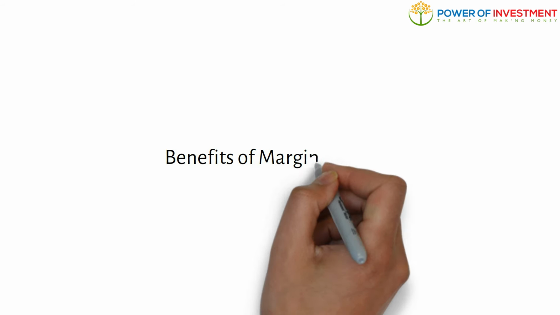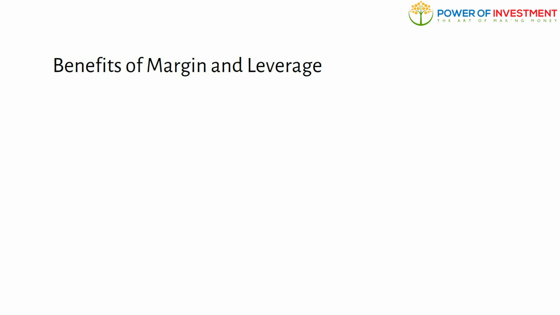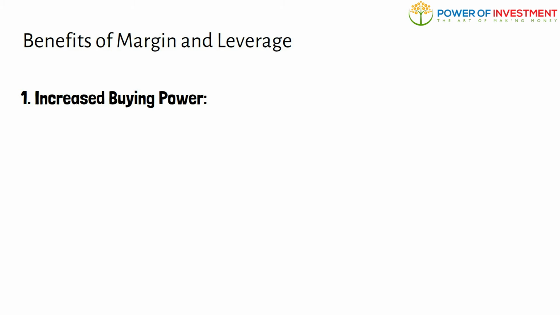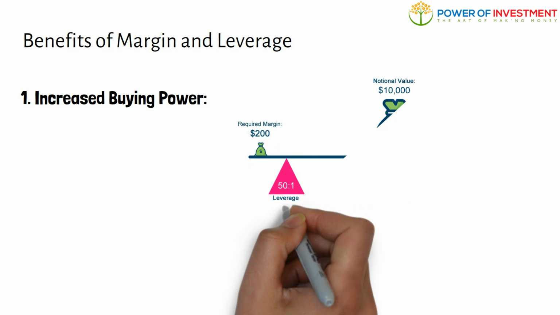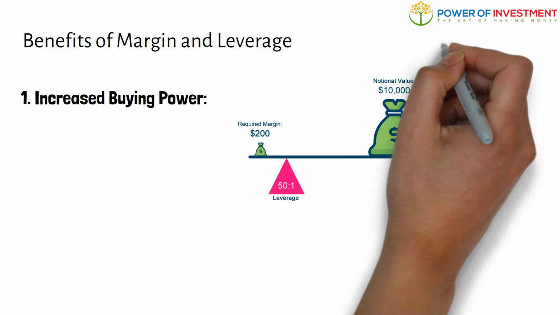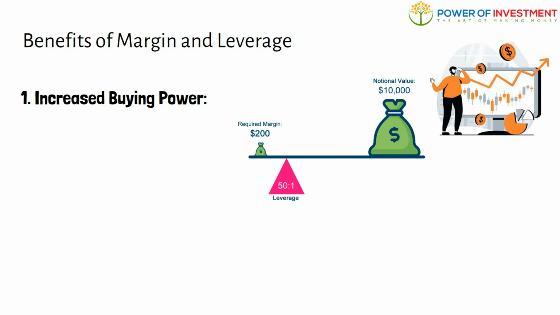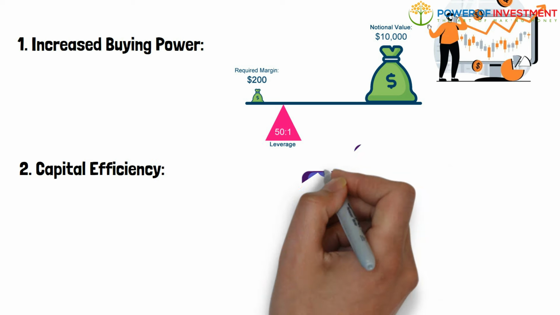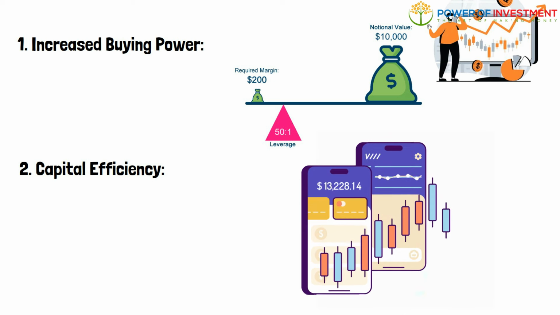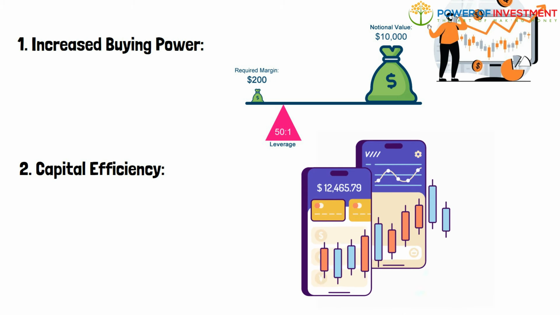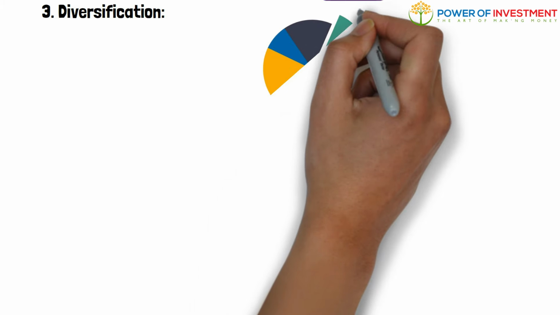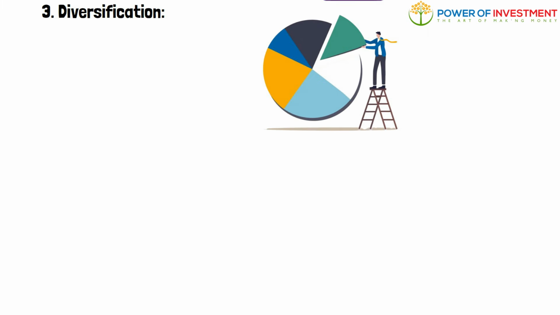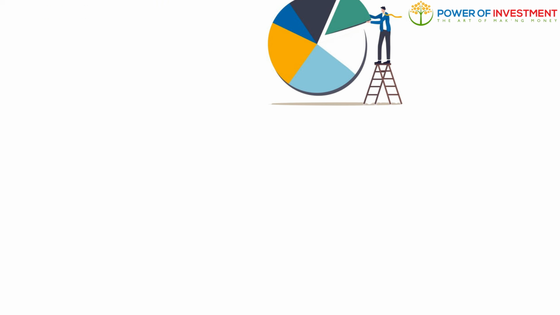Using margin and leverage in futures trading offers several benefits. Increased buying power. Leverage allows you to control larger positions with less capital, increasing your potential returns. Capital efficiency. Trading on margin frees up capital that can be used for other investments or trades, making your trading more efficient. Diversification. With more capital available, you can diversify your trades across different assets, reducing overall risk.